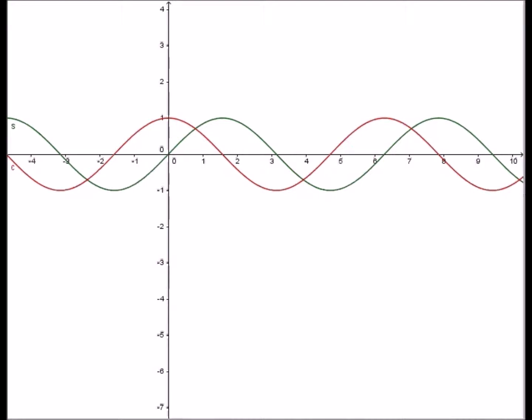If I want to graph the tangent, what I have to do is, at every value of theta, or let's say x here, at every x value, compute the ratio of sine of x over cos of x. For example, at 0, sine is 0 and cosine is 1, so the ratio would be 0. So this point here lies on the graph of tangent.